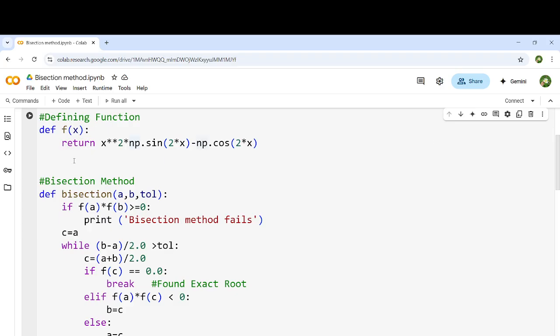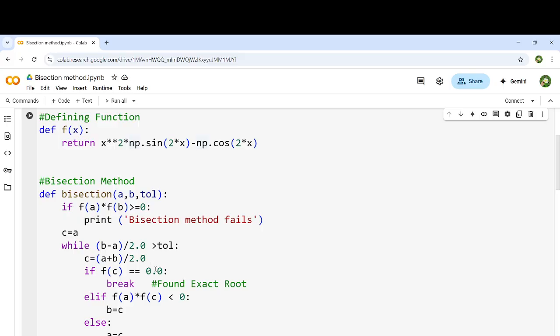and here I define the bisection method, def bisection. I have taken the function name as bisection, and these are the arguments: a, b, tolerance. If f of a times f of b is greater than or equal to 0, that means the value of the function at point a and at point b have the same sign, then print bisection method fails, because f of a times f of b should be less than 0. Okay, so if f of a times f of b is greater than or equal to 0, then print bisection method fails.